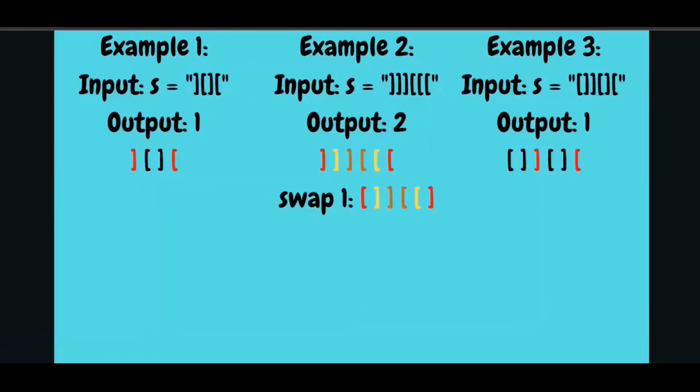These are some of the examples of the given problem. Now if we see example 1, we need only one swap, that is the red brackets, and the string will be balanced. So that's why the output is 1.